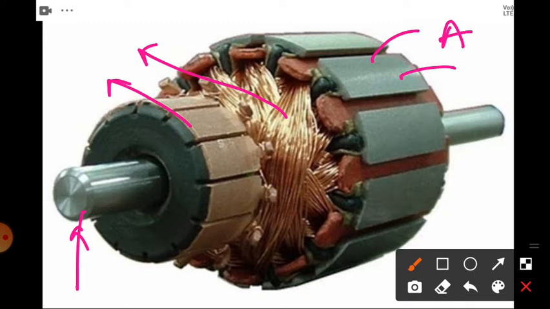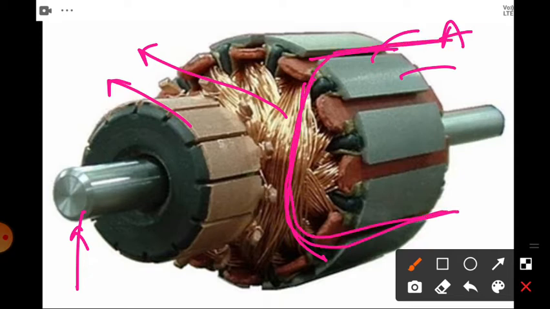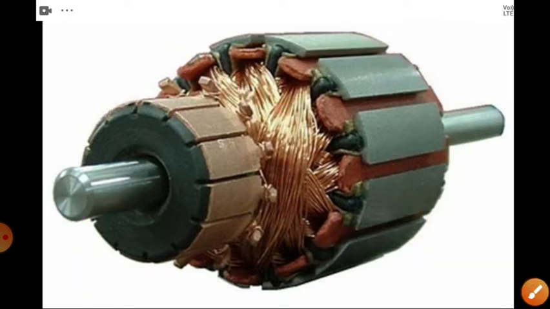You can see the armature coils are placed in these slots and these slots. Now this is one coil. We can see a coil is nothing but two conductors. This one conductor and this one conductor are placed at some distance, that is known as the one pole pitch. Okay, so we will see later in terminology. This is the one armature used in our DC machines.